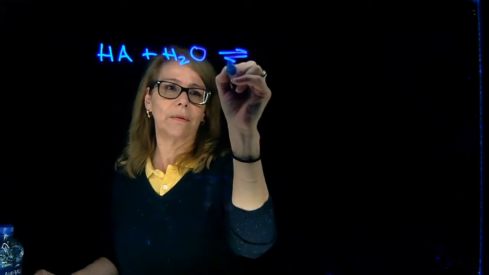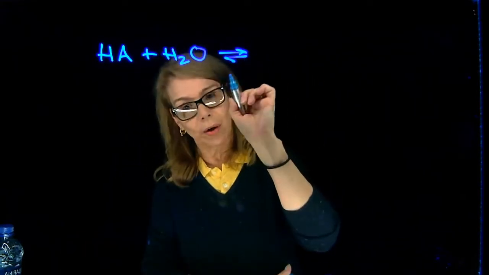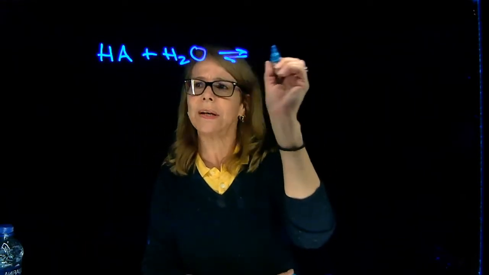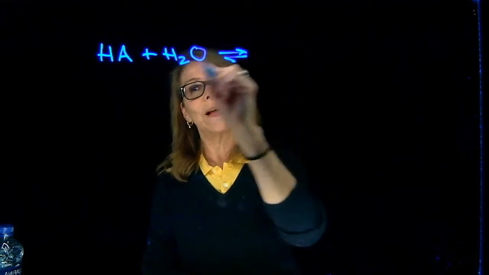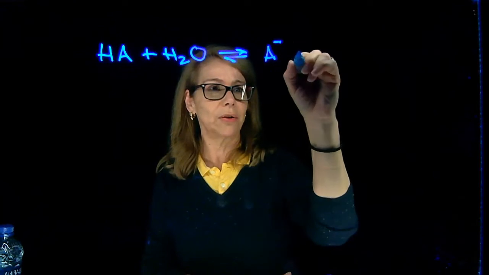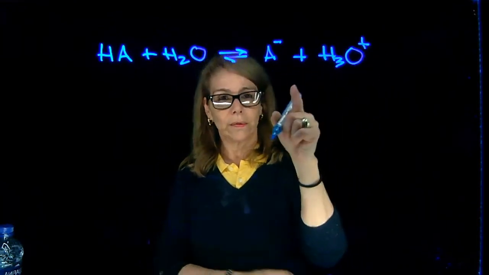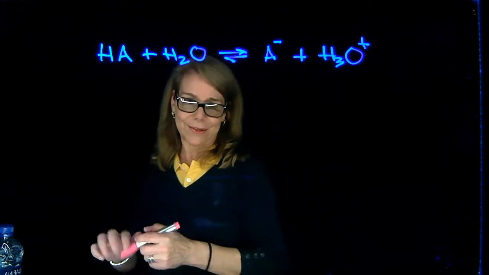And this double arrow, remember, represents equilibrium. But later on, we're going to talk about the position of the equilibrium. But right now, we're not going to worry about that. Here, that's my acid. So I'm going to write here my conjugate base, and I am forming also hydronium. So here, labeling, let's do that.